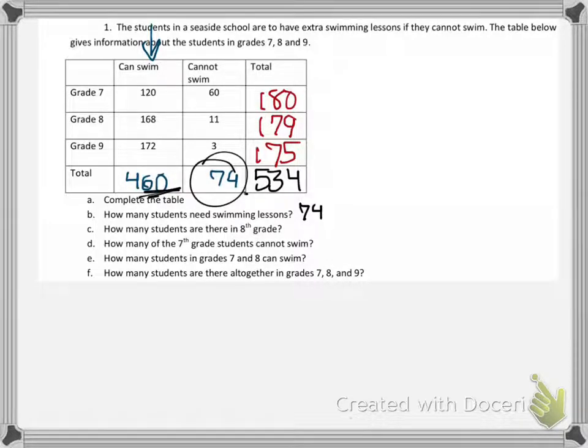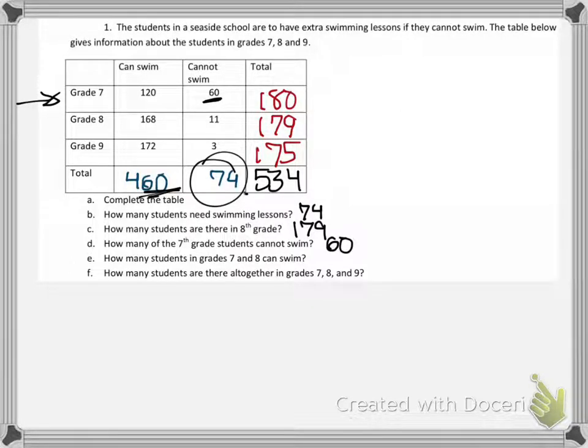All right. How many students are there in 8th grade? So we're going to simply go to 8th grade and look at the total, 179. How many of the 7th grade students cannot swim? Well, now we need to just look at the 7th grade students. So we're looking at this row right here. How many of them cannot swim? You got it. It's 60.